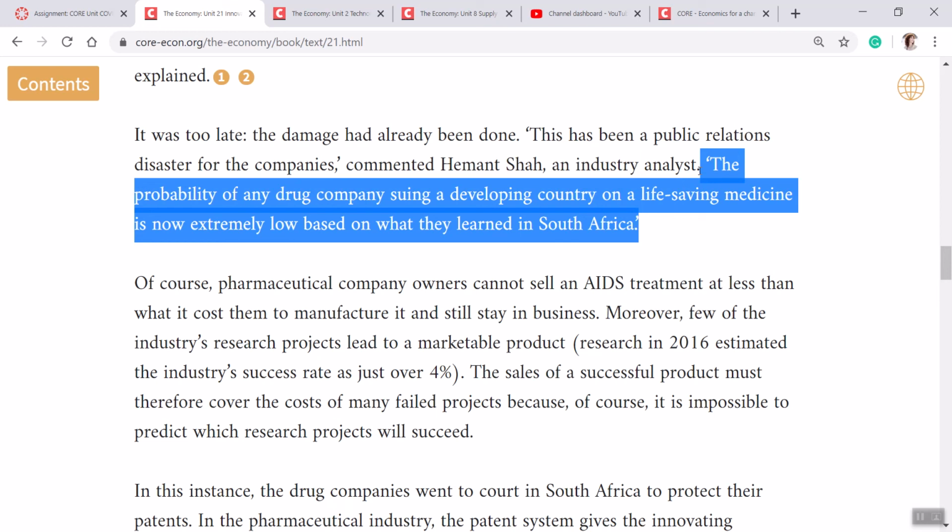Okay, and we find out that the probability of any drug company suing a developing country on a life-saving medicine is extremely low based on what they learned in South Africa, because the social cost of that decision for those laboratories was so high that it damaged their reputation so badly that they would have been better off just letting the low-cost drugs get in and let the people get better.